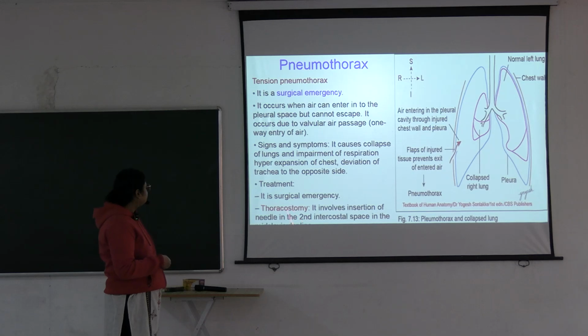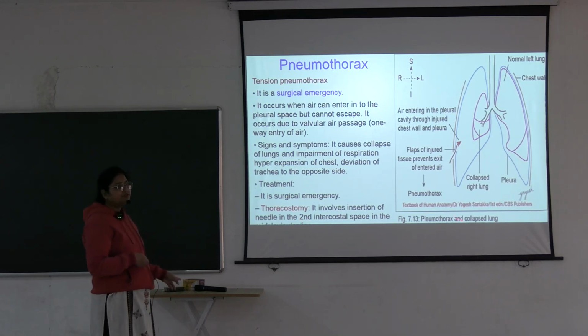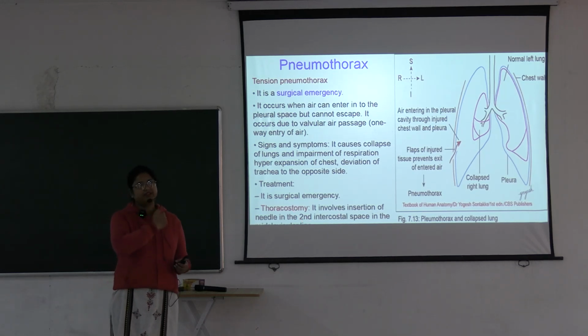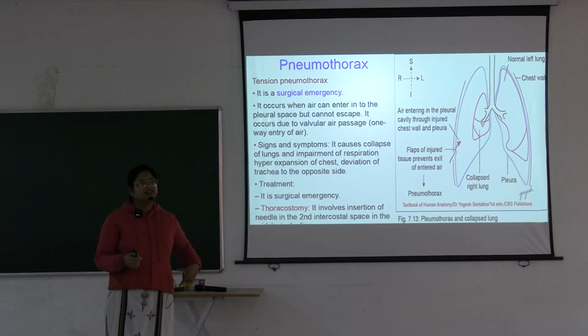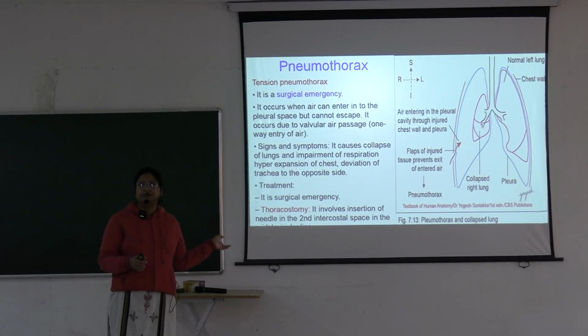Thoracostomy is done in the second intercostal space in the mid-clavicular line, and thoracocentesis is done in the mid-axillary line in the 8th to 9th intercostal space. This is important.